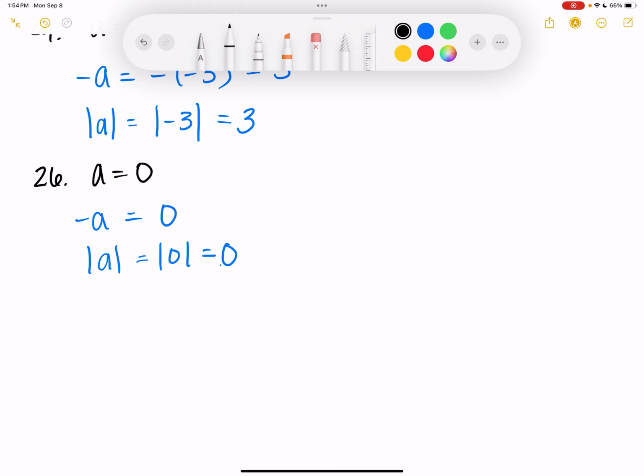28. A equals 2.7. So negative A would be equal to what? Negative 2.7. And then the absolute value of A is the absolute value of 2.7, which is just 2.7.